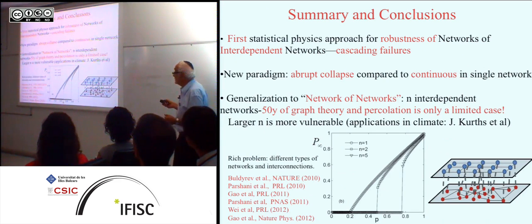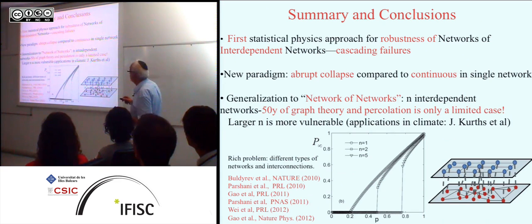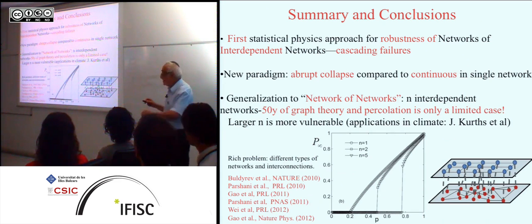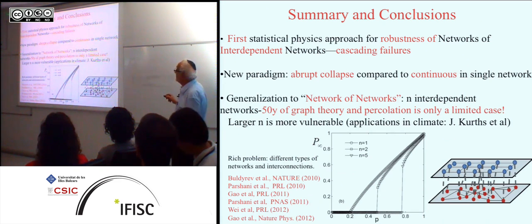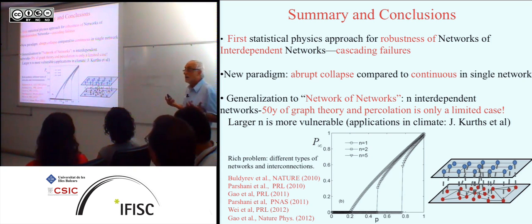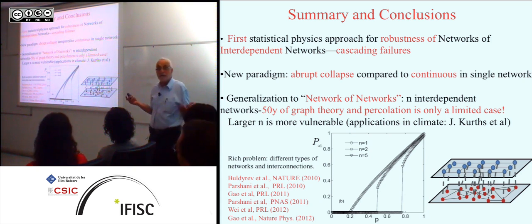So let me summarize, because I think it's already time over, maybe. Let me just summarize and leave you for questions. I presented here a first statistical physics approach for robustness of interdependent networks, where we see cascading failure. And I told you it's a new paradigm. Why a new paradigm? Before, we saw that the system collapsed like this. This was our intuition all the time, because we studied only single networks.